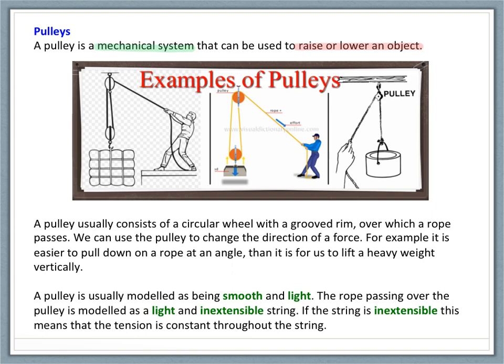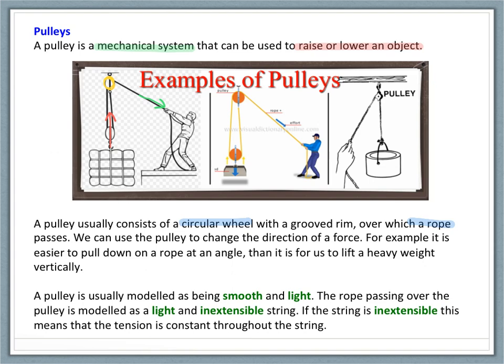You can see the man pulling on the rope here. The rope is attached to, passes over a pulley like so, and this results in him being able to raise this load here. So a pulley usually consists of a circular wheel with a grooved rim over which a rope passes. We can use the pulley to change the direction of a force.